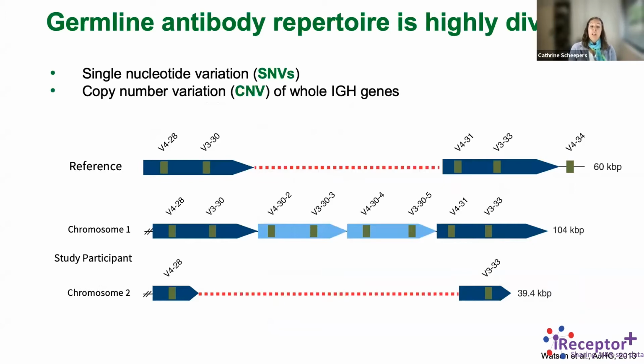The germline antibody repertoire is highly diverse. We know that there are single nucleotide variations within each of these genes, but we also know that there are large copy number variations, of whole genes as well. Corey has shown this quite a few times. This is an example of a comparison to the reference where you can have whole gene duplications. Individuals may have different repertoires, but even within an individual you can have different repertoires on different chromosomes.